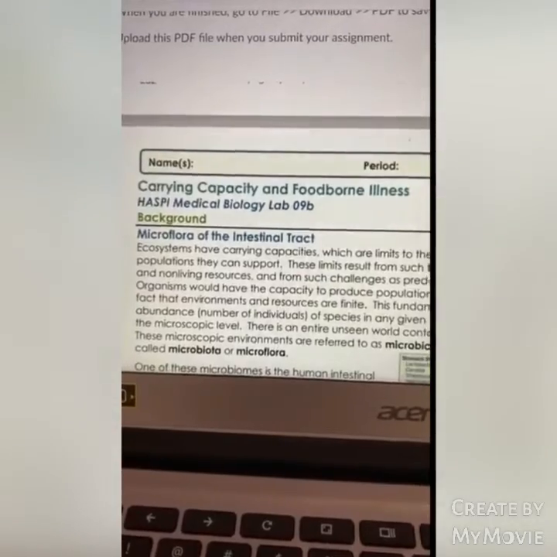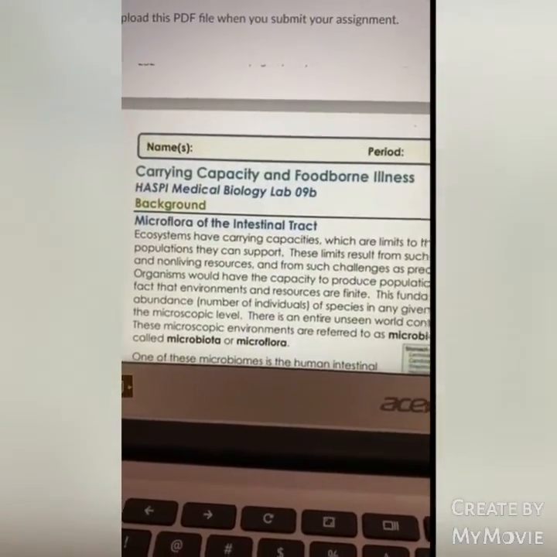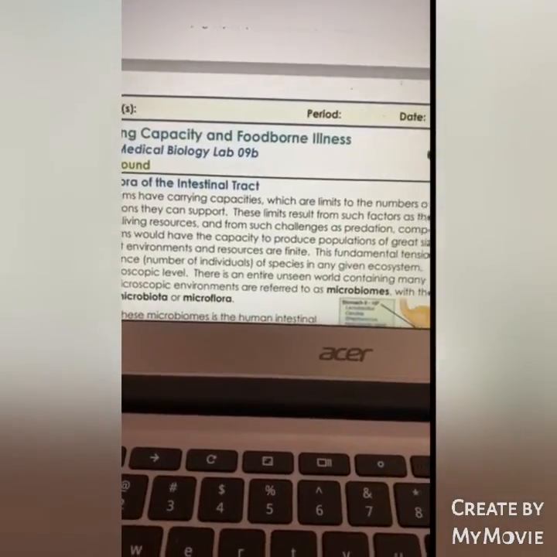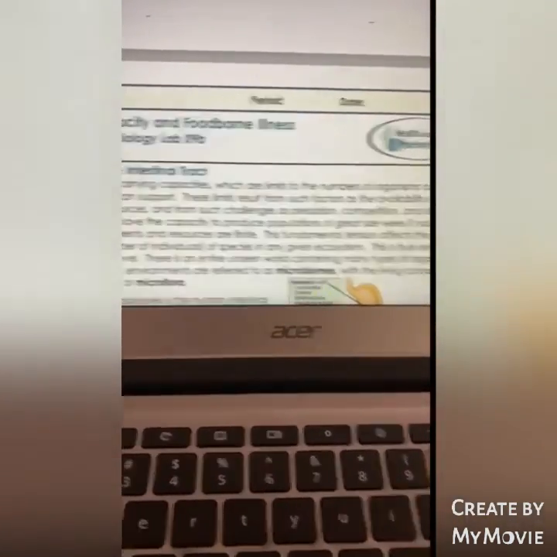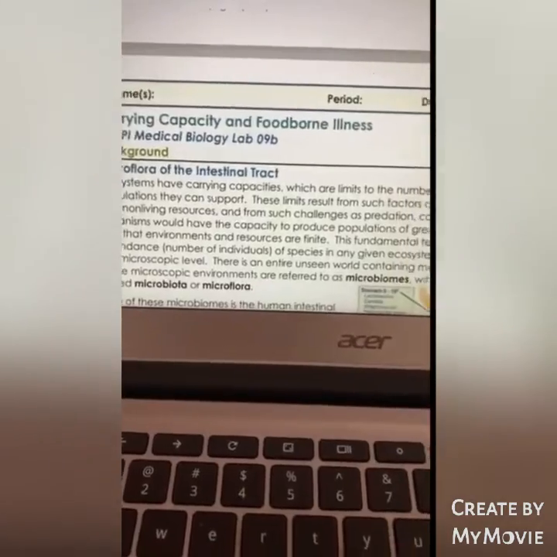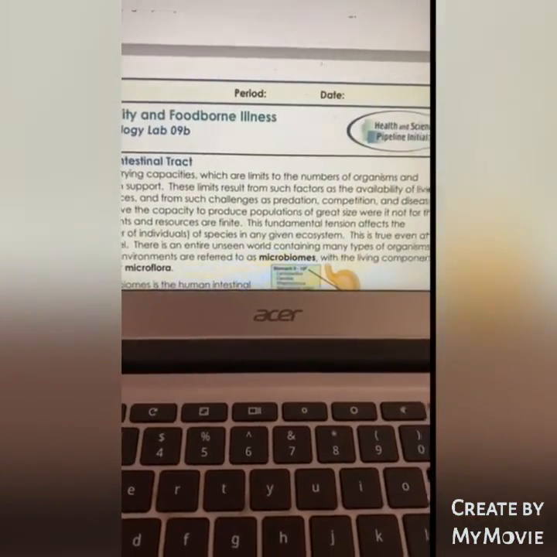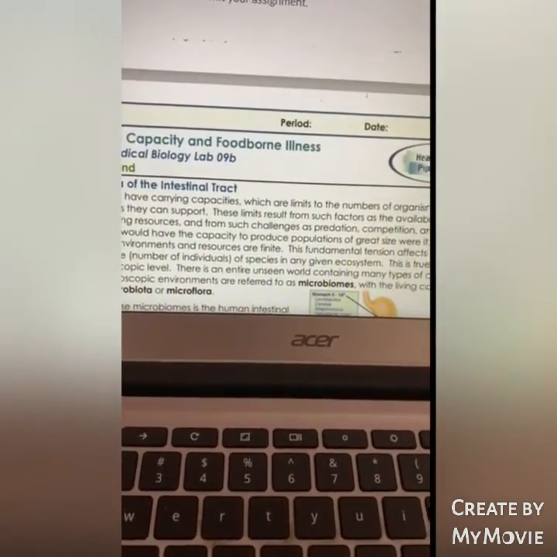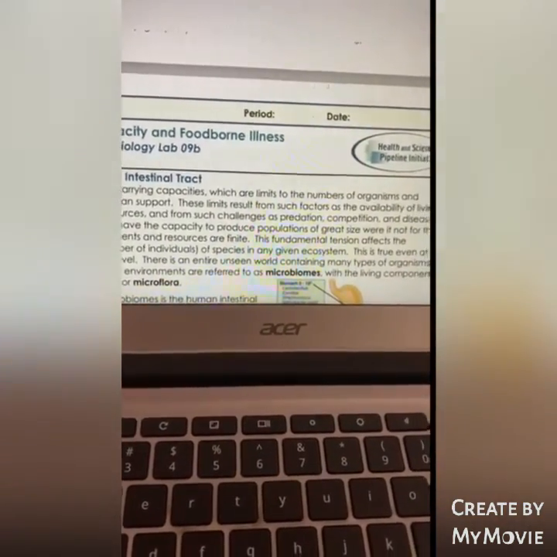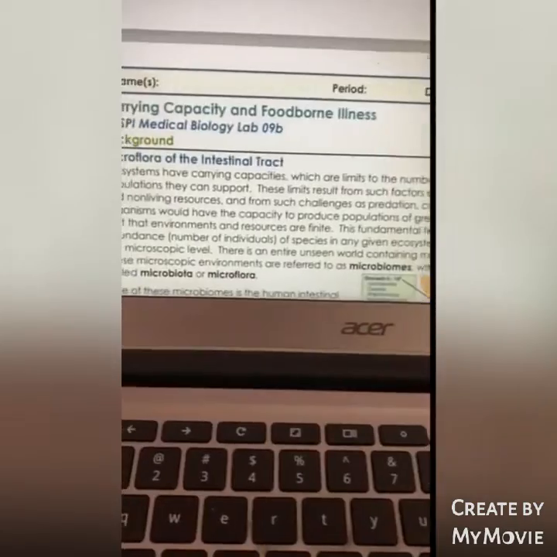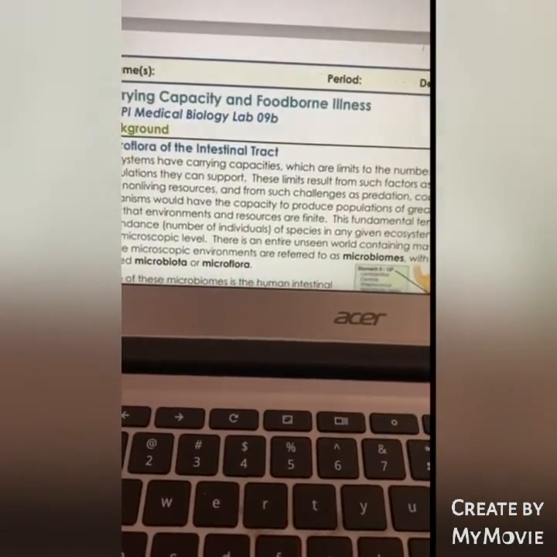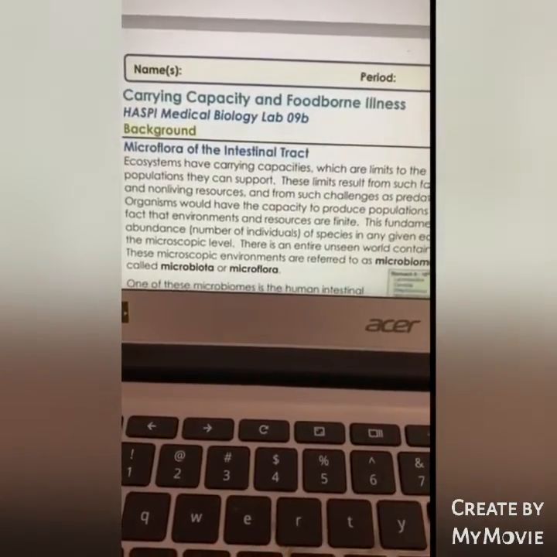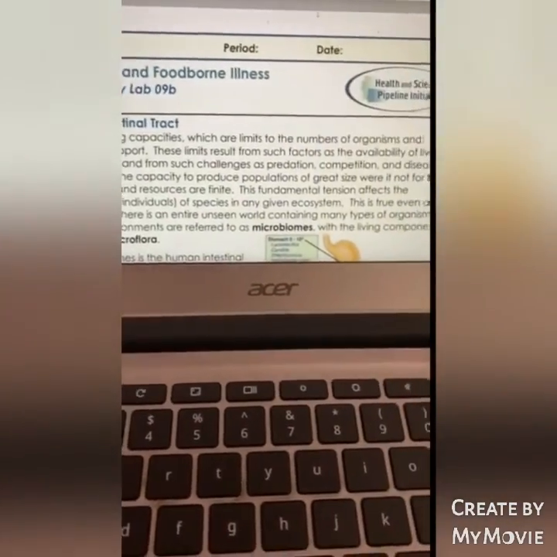Carrying capacity in foodborne illness. Background: microflora of the intestinal tract. Ecosystems have carrying capacity, which are limits to the number of organisms and populations they can support. These limits result from such factors as the availability of living and non-living resources, and from such challenges as predation, competition, and disease. Organisms have the capacity to produce populations of great size if it were not for the fact that environments and resources are finite.